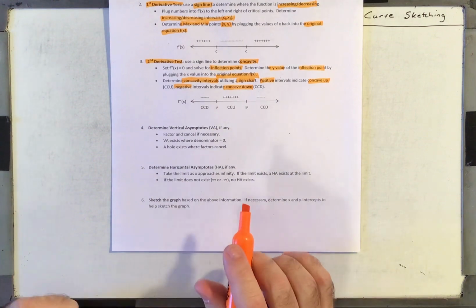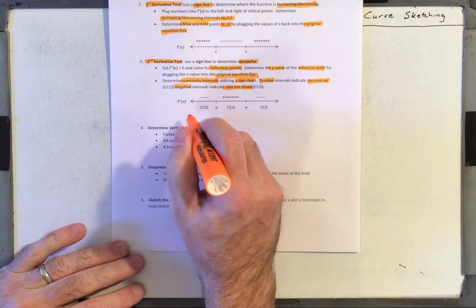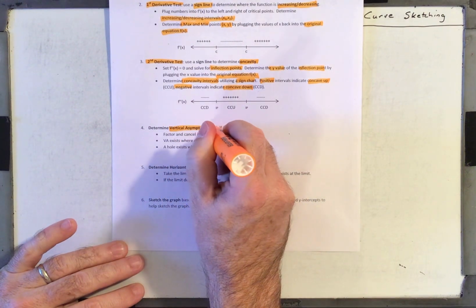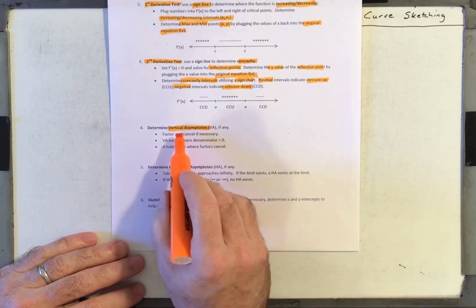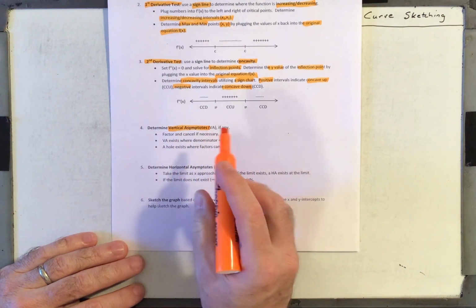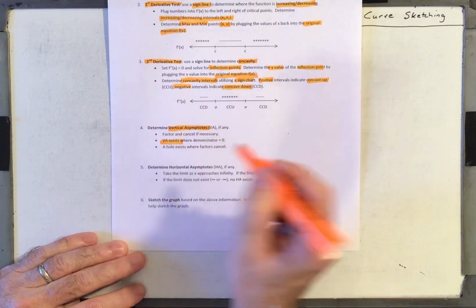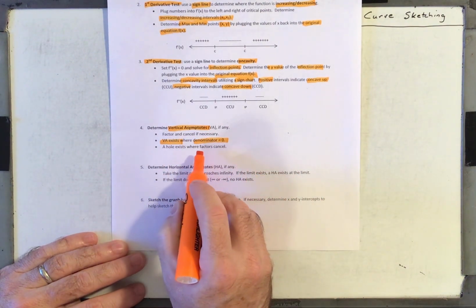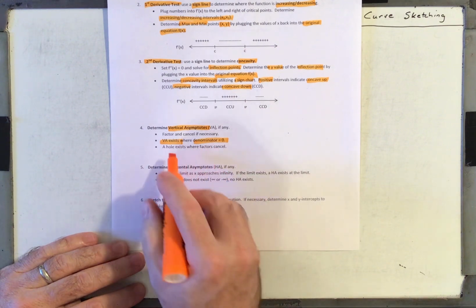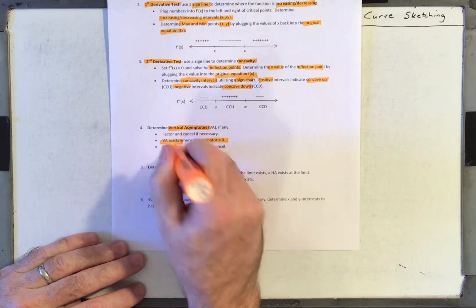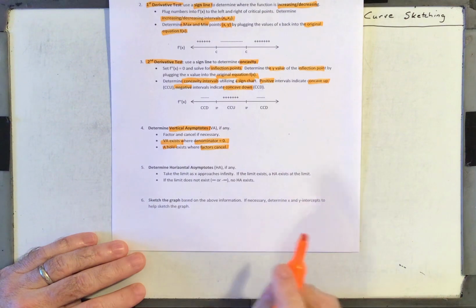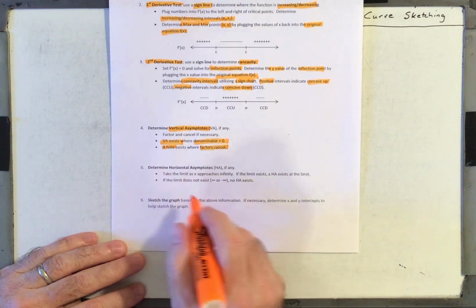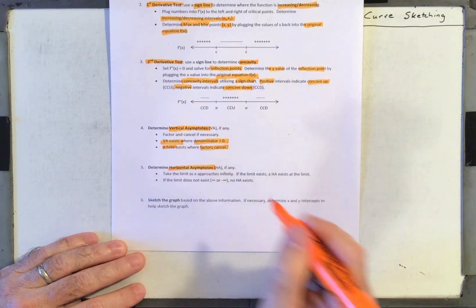So then we're going to determine any vertical asymptotes. We just did that in the last section. Factor and cancel if necessary. The vertical asymptote exists where the denominator is equal to 0 unless it cancels. If it cancels, then it's a hole when factors cancel. Then we're going to determine the horizontal asymptotes.